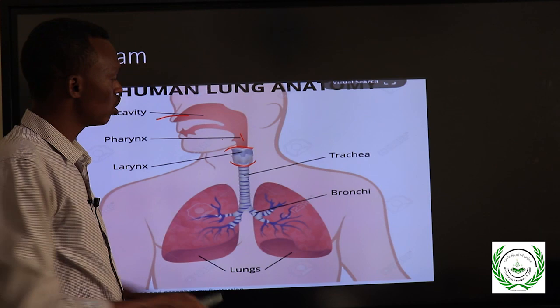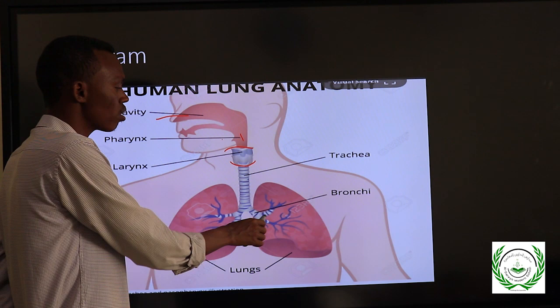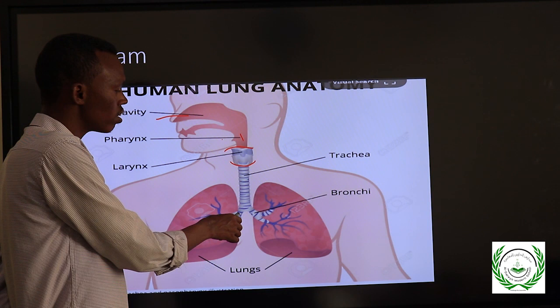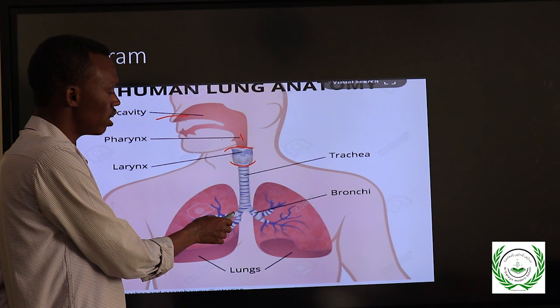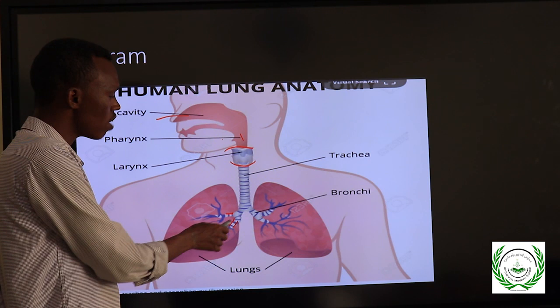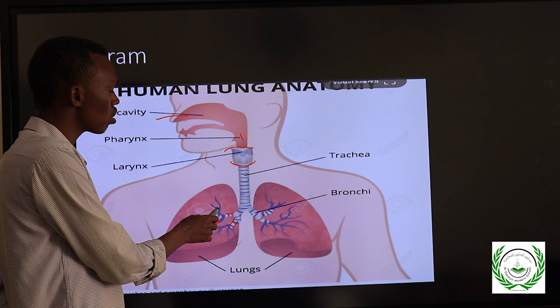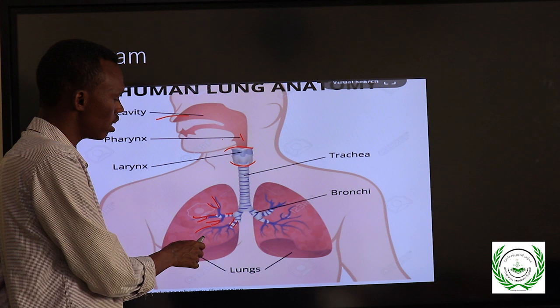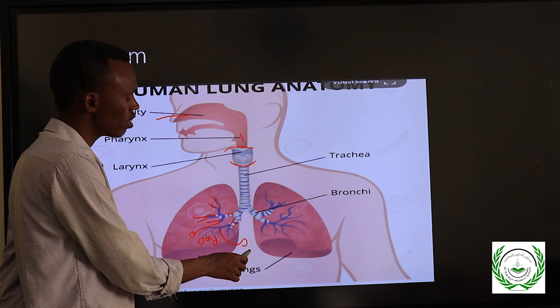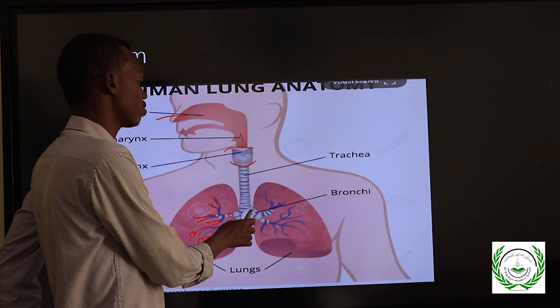So the trachea branches into two main bronchi. This is the bronchus and this is the bronchus. Each bronchus goes into one lung. After the bronchi enter the lung, they further branch into bronchioles. These bronchioles also further divide into a network of small sacs. These air sacs are called alveoli. So this is called alveoli, and these small branches are called bronchioles. This is the bronchi, and this is the trachea.